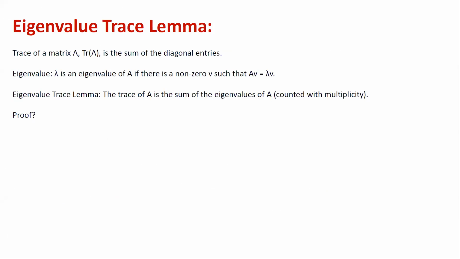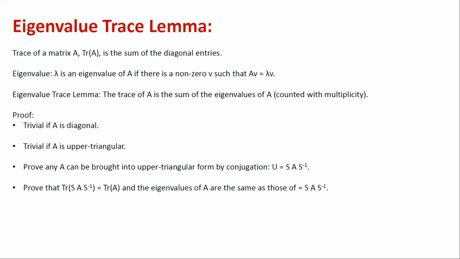Triangular, maybe? Triangular. So it's trivial if A is upper triangular or lower triangular, but we don't seem to like lower triangular. If it's upper triangular, the eigenvalues are still the diagonal entries, and the trace is still the diagonal entries. So now what you do is you prove that any A can be brought into upper triangular form by conjugation. U for upper triangular.